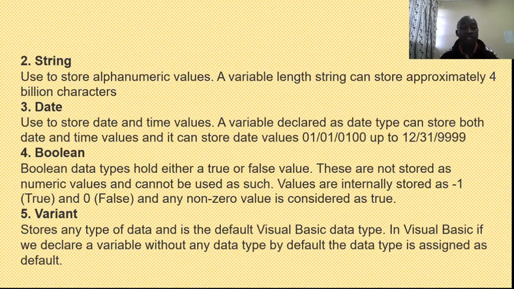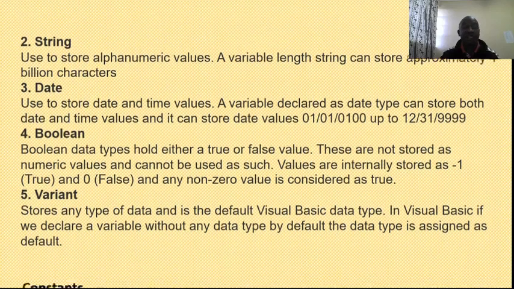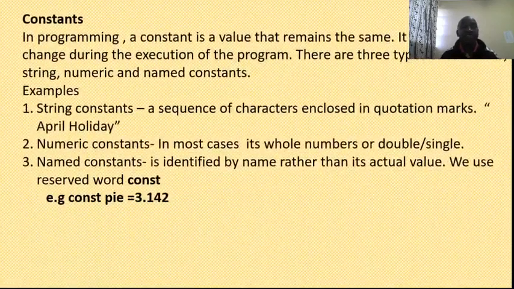Then we have variant. It stores any type of data and is the default Visual Basic data type. In VB, if we declare a variable without any data type, by default, the data type is assigned as variant. Then we have constants.